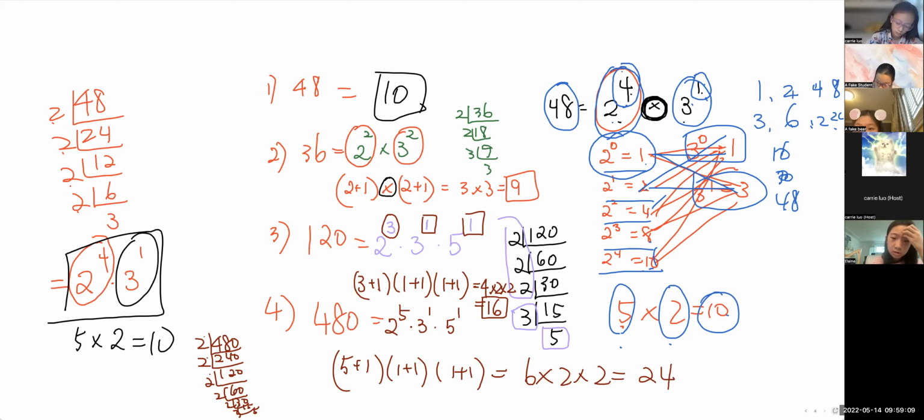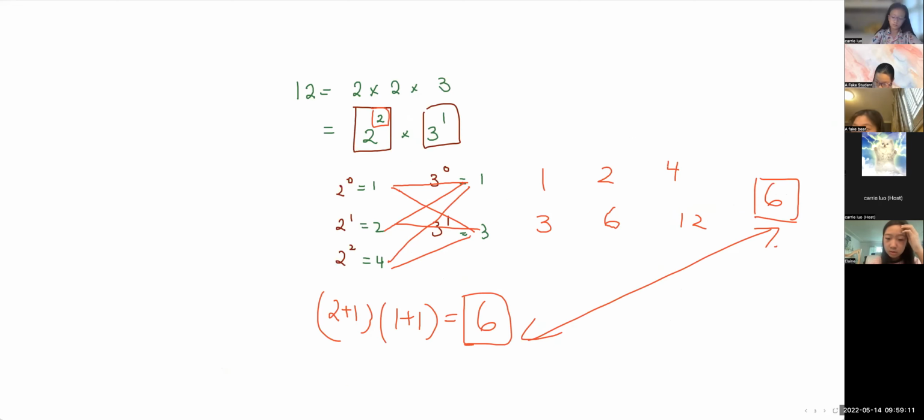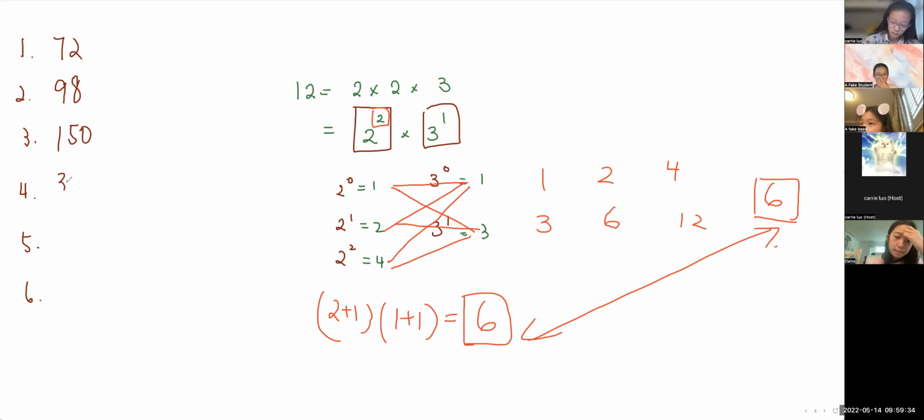Okay, so I'm going to just move forward and let you take a look at these ones. I'm going to give you another set of numbers. We have to practice well enough, then we can move forward. So 72, 98, 150, 350, 1,000, and 10,000. Okay, everybody, your turn.